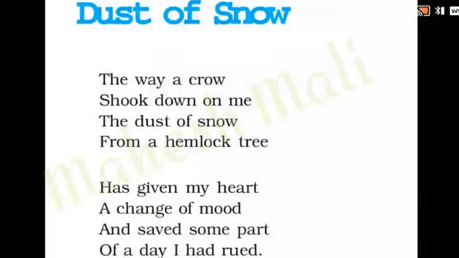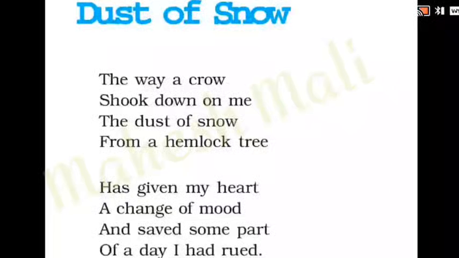And you can see this poem is very short, only 2 stanzas. But if you go to analyze this poem, it will be a wonder to know what message he wants to convey through that. Dust of Snow. So let's see the poem. First of all, I'll just read out the 2 stanzas, just 8 lines, and then we'll analyze the poem. We'll understand the poem line by line.